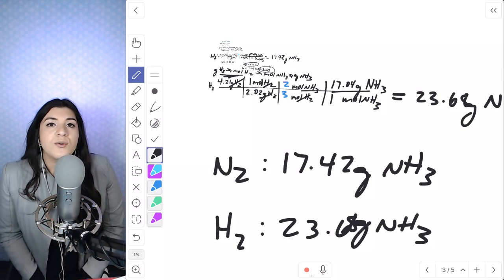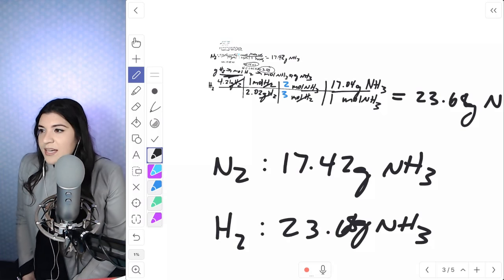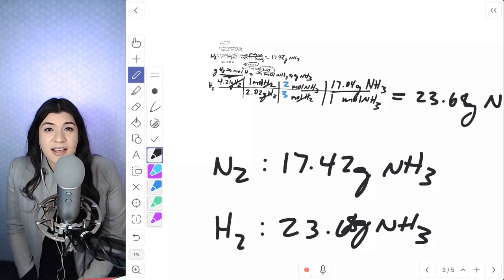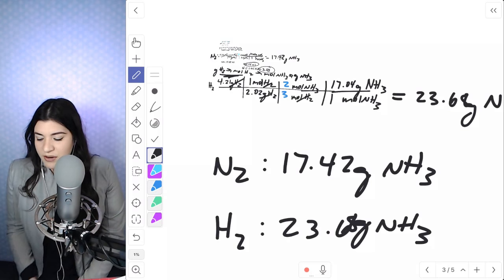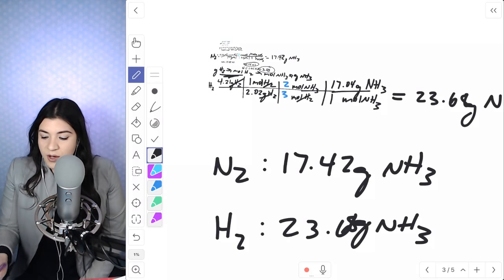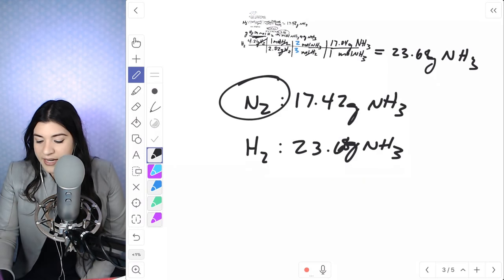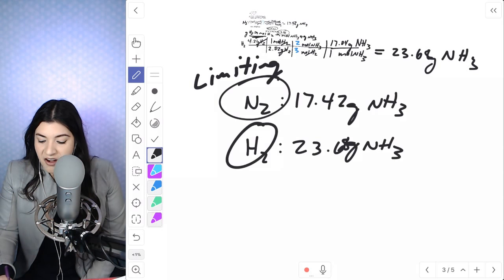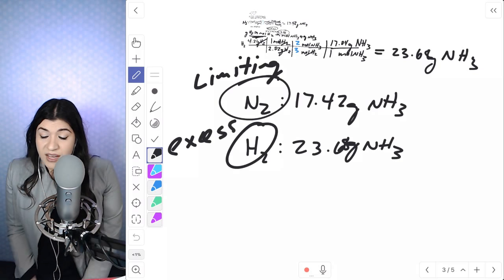So whatever reactant produces the least amount of product in grams, that would be your limiting reactant. So N2 would be our limiting reactant. Now for H2, that means it's then our excess reactant. So that's the main thing that I want you to look at.